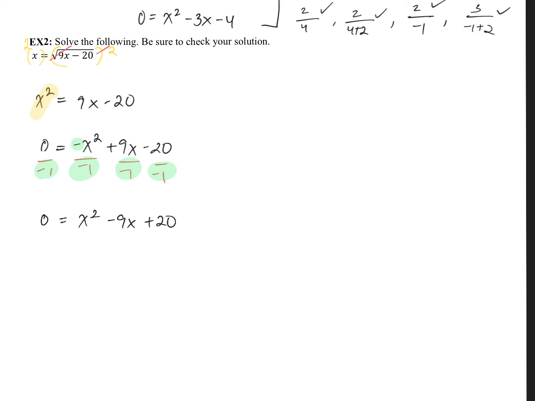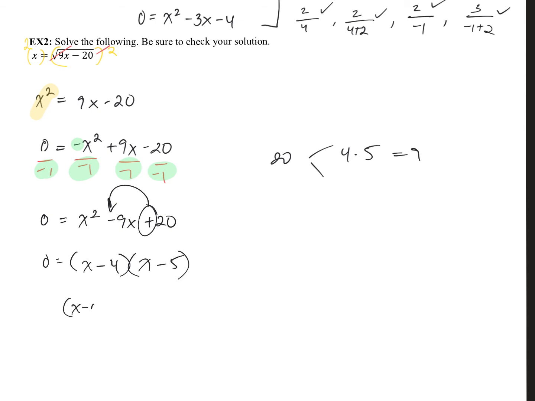Can we factor this? Well, I'm looking for two factors of 20 that when I add them, I get negative 9. So I know they should both be negatives. Well, factors of 20, 4 and 5, when I add them, I get 9. So that'll work, 4 and 5. And then the next step, let's go ahead and set them equal to 0.